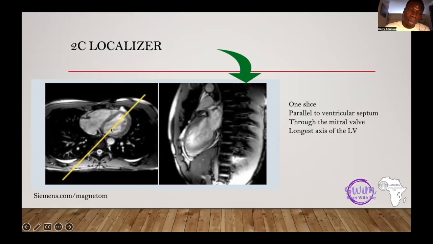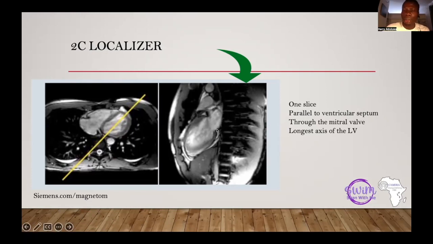So the slice is going to cut through it at the long axis. So you're going to look at the axis whereby you have the longest point here and the longest point here and cut through. When you run this scan, which is going to take about 6 or 7 seconds, ask the patient to breathe in, breathe out, hold your breath. At that point of holding the breath, that is when you're going to run this scan.